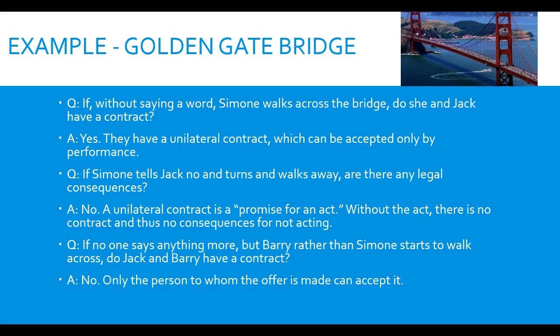If Simone tells Jack no and turns and walks away, are there any legal consequences? Nope. Unilateral contracts are only a promise for an act. Without the act, there's no contract and there are no consequences for not acting. If no one says anything more, but Barry, rather than Simone, starts to walk across, do Jack and Barry have a contract? Nope. Only the person to whom the offer is made can accept the contract.